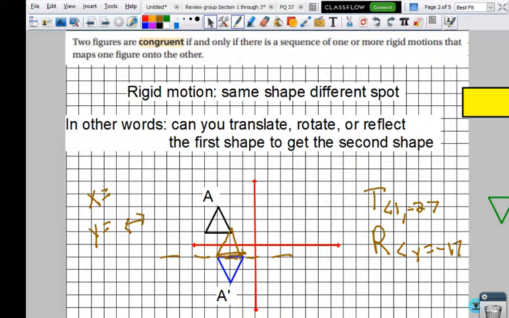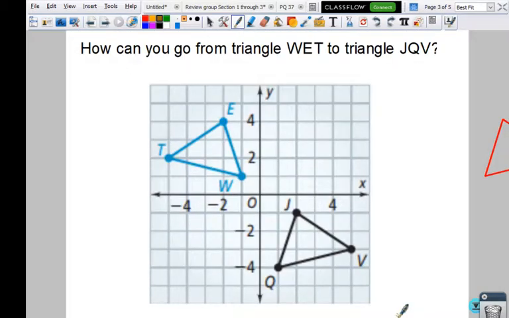So we're just going to practice doing this. And this lesson, it's hard for me to really give you step by step because there are so many different ways you could do it. You either have to visualize or cut out a shape to go from one to the other. So we're going to go from triangle WET to triangle JQV, and we need to write our series of steps.